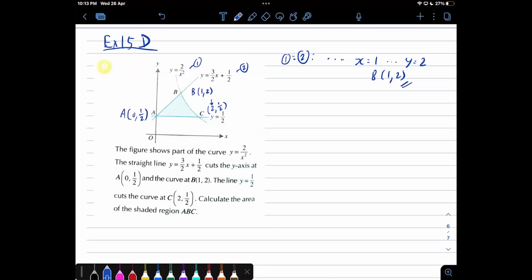How? What have we learned so far? Area, if you got something like x equals a to b, area like this, very simple. This is f of x. Let's integrate a to b.